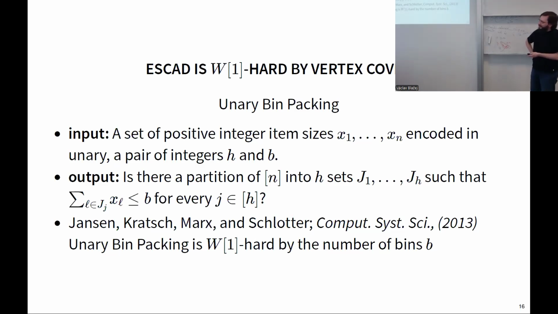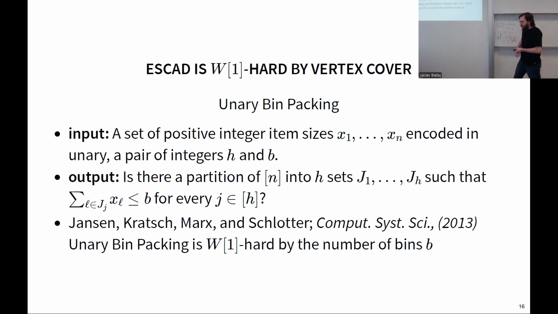So in this one, I think the main takeaway is that unary bin packing is W1 hard by the number of bins. What is this about?